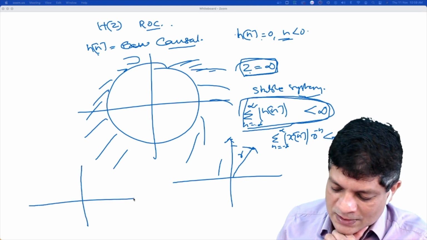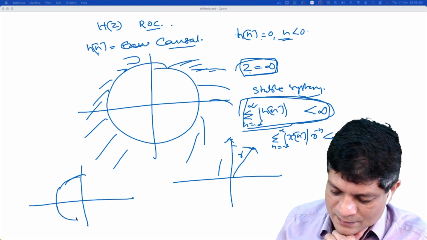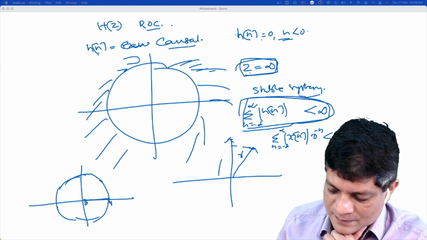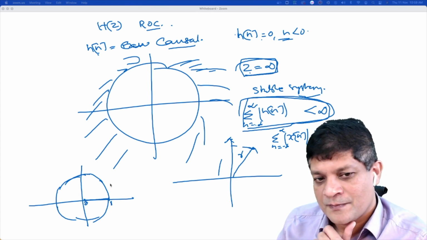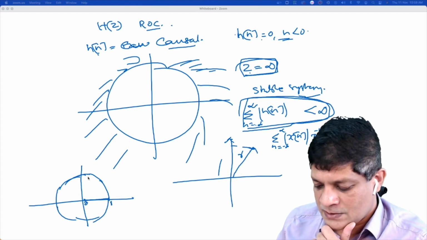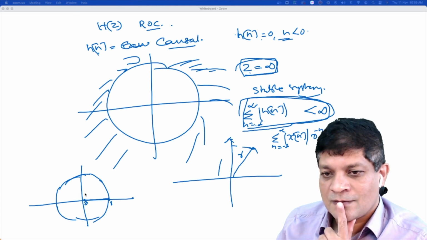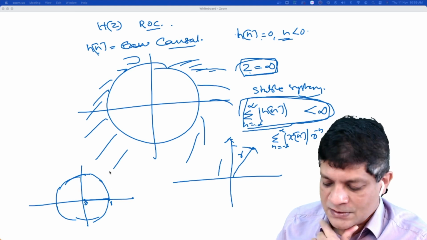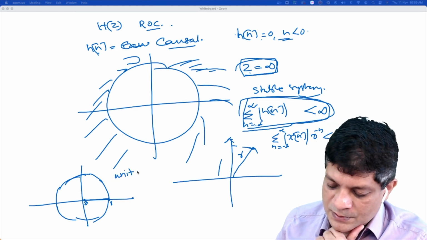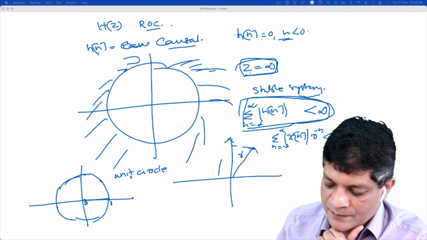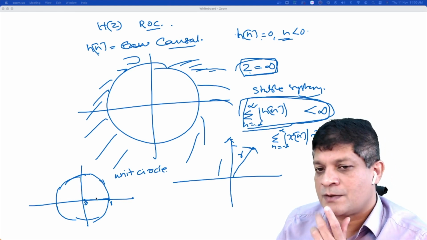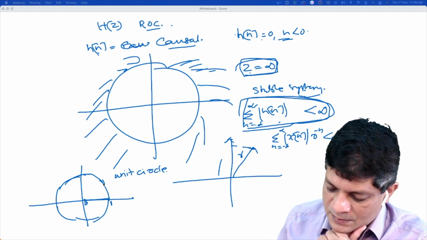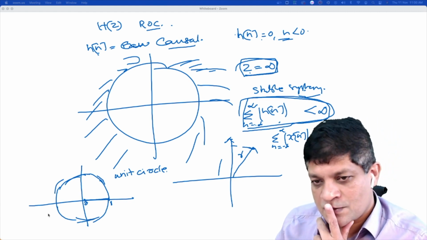So can we say that this is in the ROC? That is called the unit circle. The unit circle is the circle of radius 1. So if the system is stable, the unit circle is in the ROC.